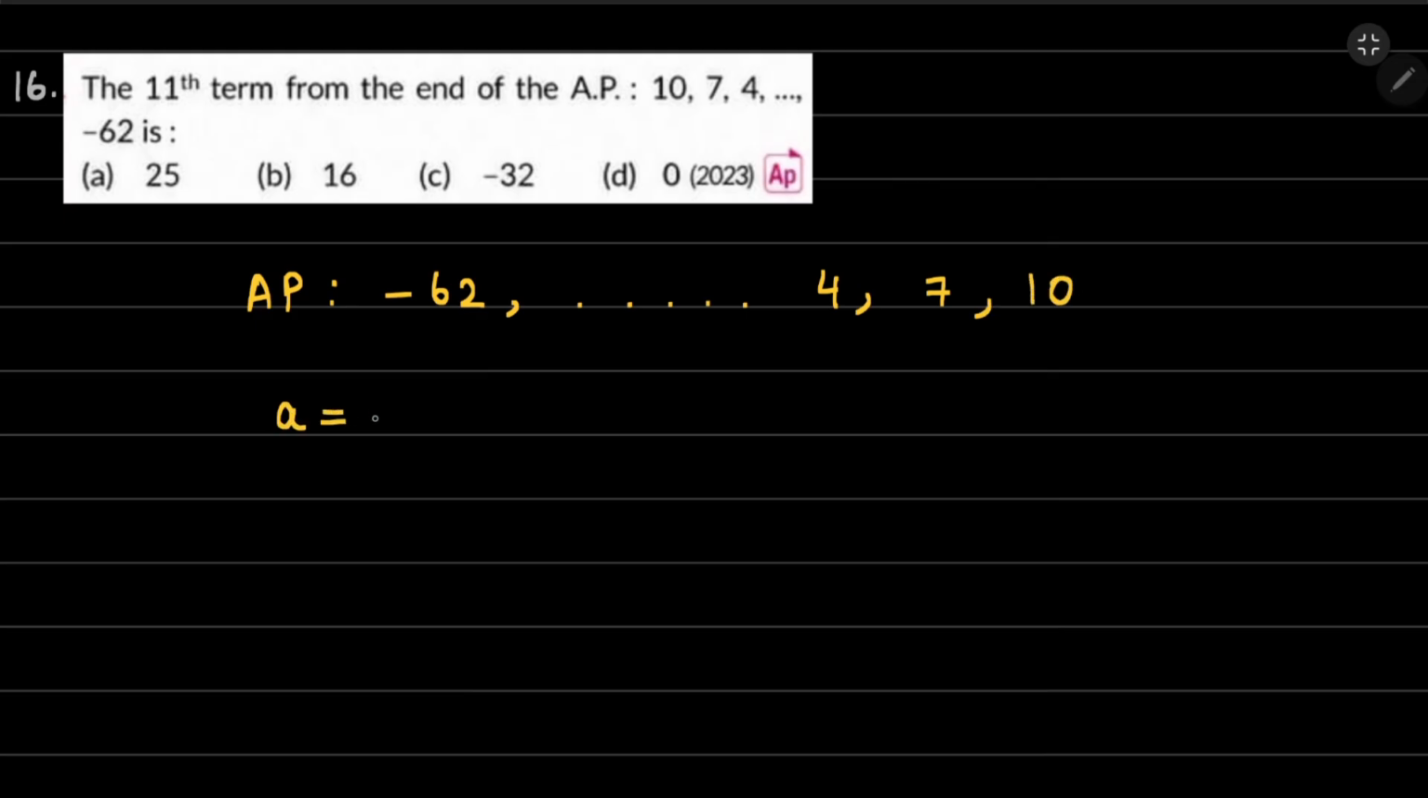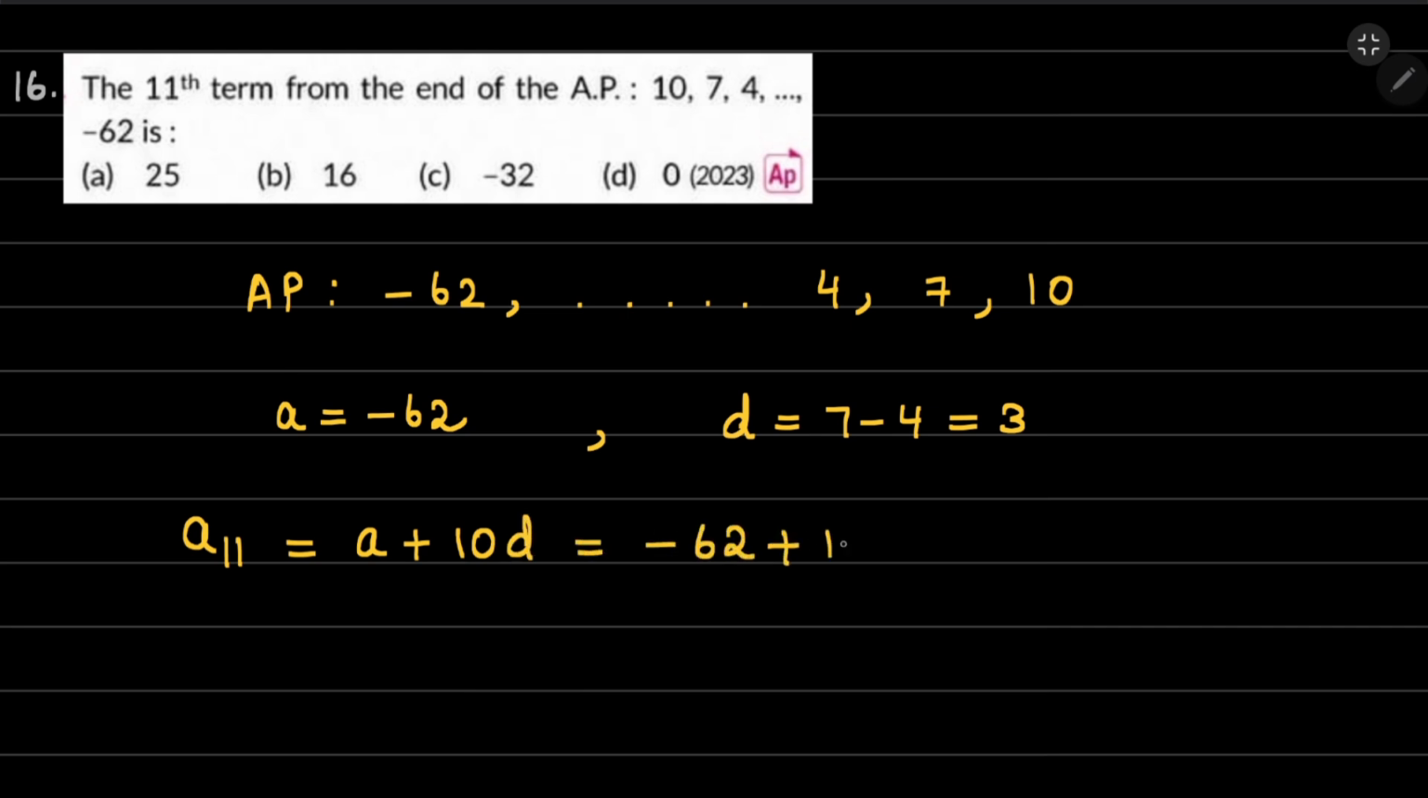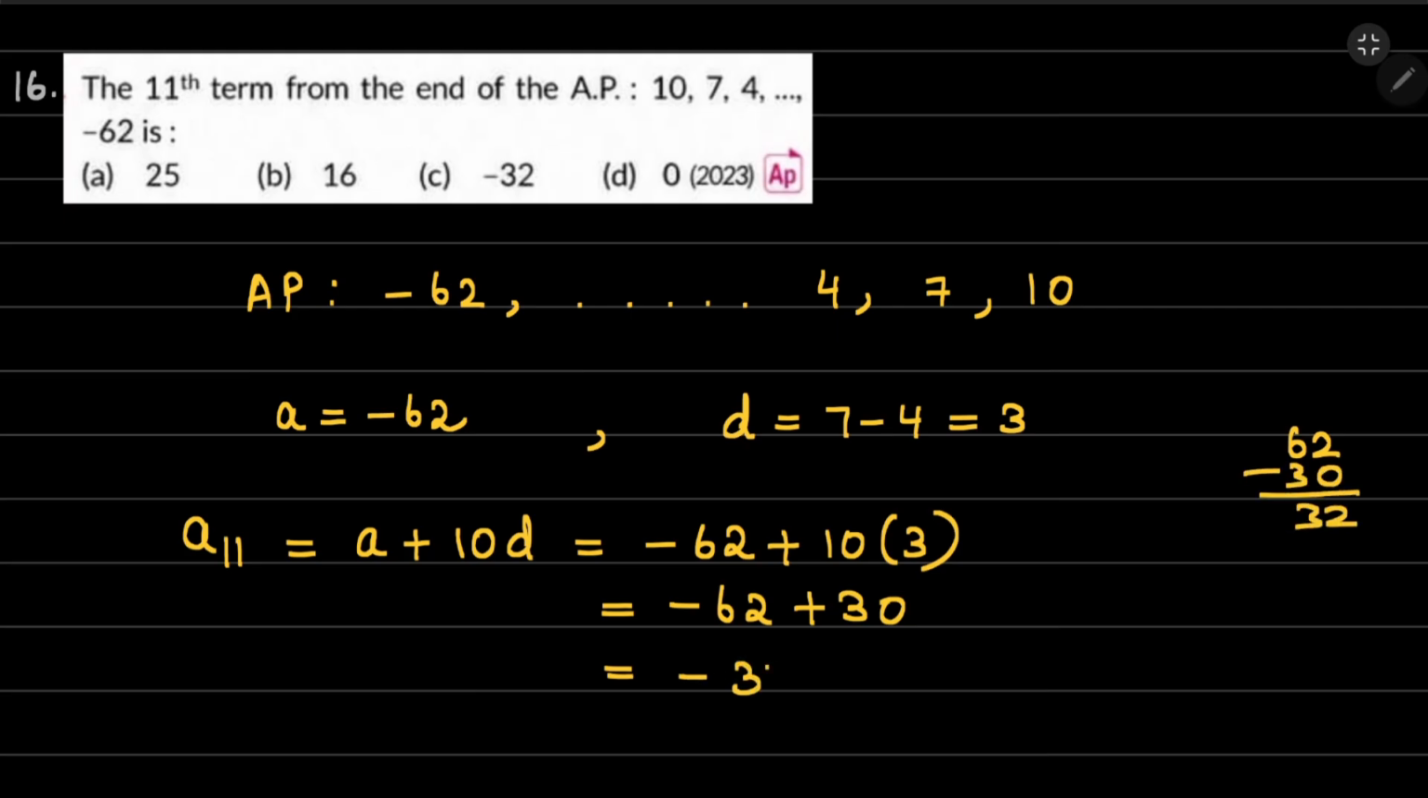Right? So your first term is denoted by A, which is minus 62. Your common difference will be 7 minus 4, which is 3. You can calculate your 11th term. So A plus 11 minus 1, 10D. What is A? Minus 62 plus 10 into D, which is 3. So minus 62 plus 30. Just subtract 62 minus 30. So you'll be getting minus 32 as the value for your 11th term, and it is option number C.